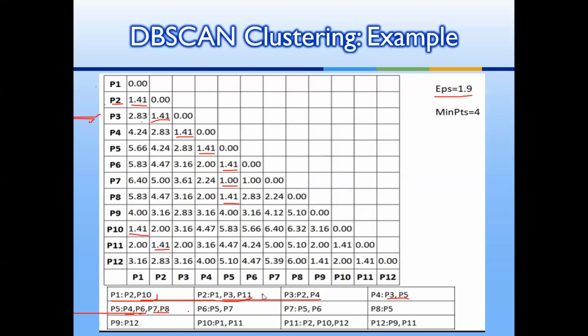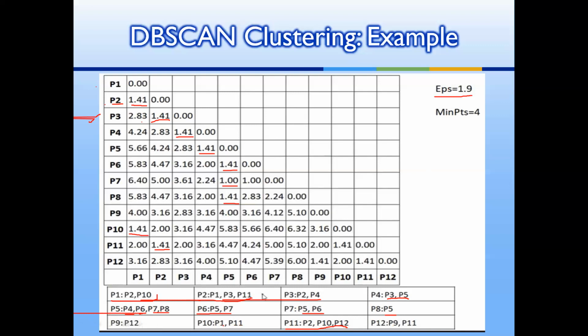Similarly, you can find the close points to each and every point, considering it as the center. For P6, we can find P5 and P7 are the close points. Then for P7, P5 and P6 are the close points. For P8, P5 is the close point, considering epsilon as 1.9, right? For P9, only a single point. For P10, again 2 points, P1 and P11. For P11, these are the 5 points, right? And for P12, these are the 3 points.